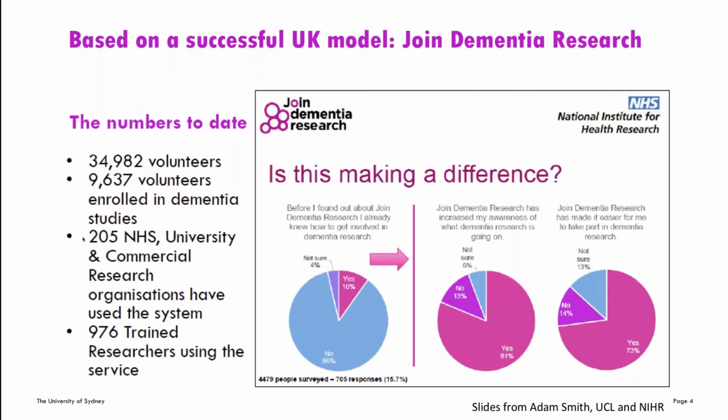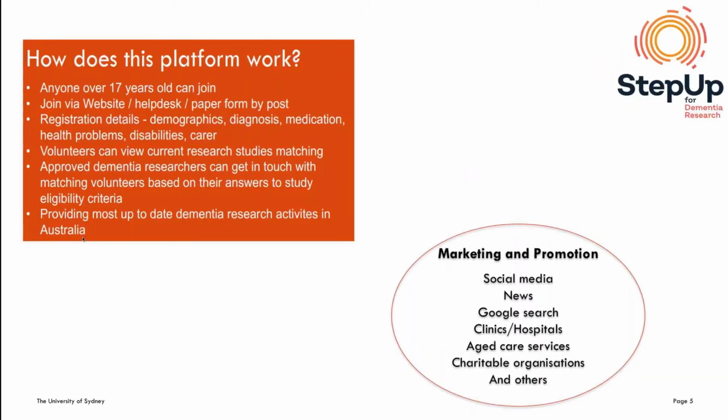Now they know that because of dementia research, they have increased awareness of what dementia research is happening. And also it made it easier for people to participate in dementia research. And that's what you want to see. And so how does it work?